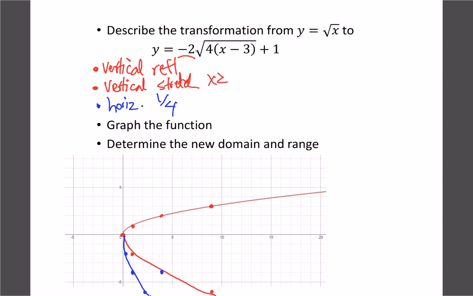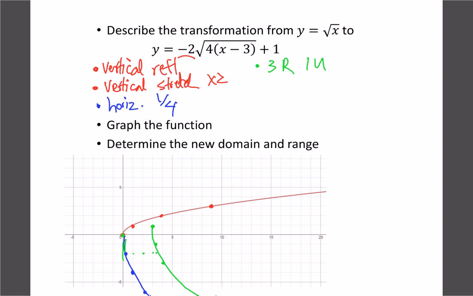And then now our last step is to deal with the translation. So we'd have 3 right and 1 up. So if we just take every coordinate on our blue line and move it 3 right and 1 up. So take that origin, go over 3 up 1. Take this one, go over 3 and up 1. And our last one, over 3 up 1. And we get the idea. So there's our transformed graph.